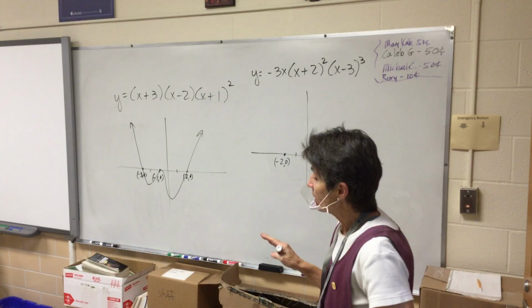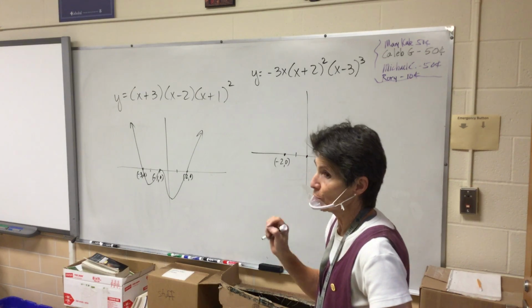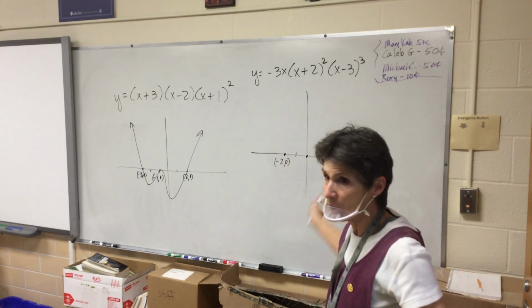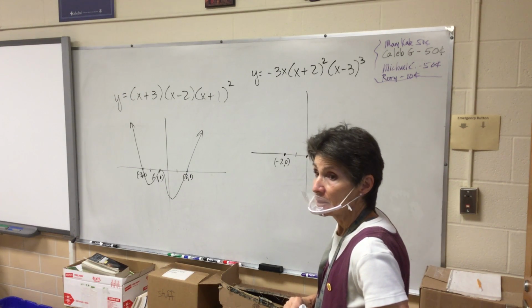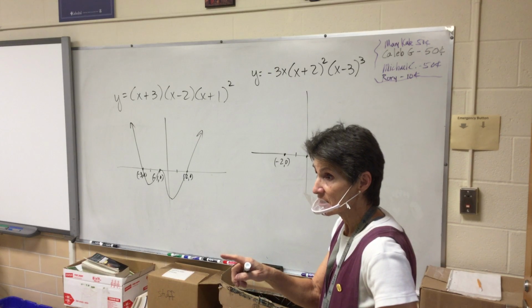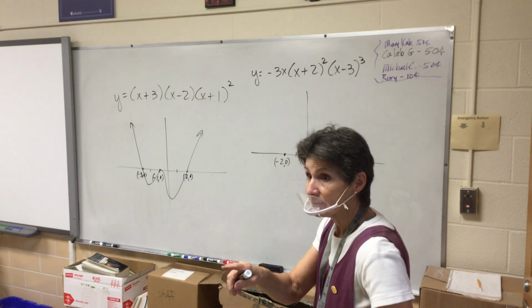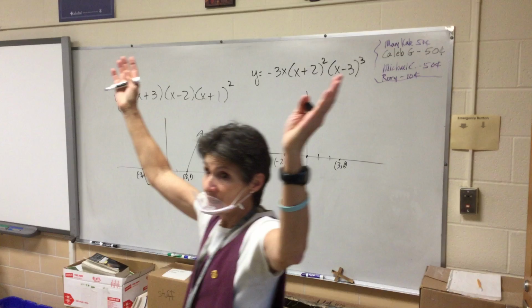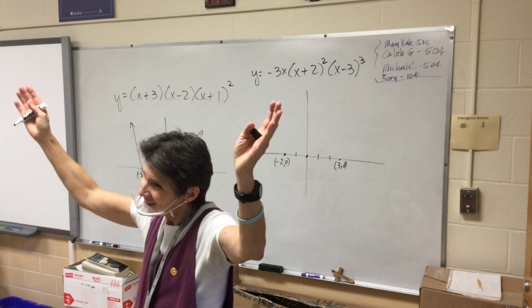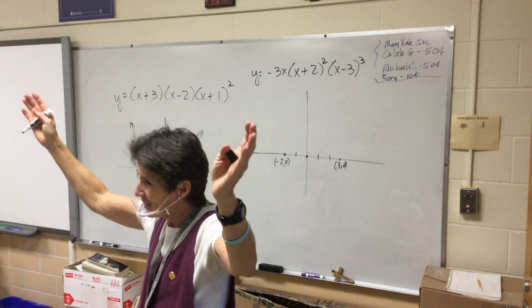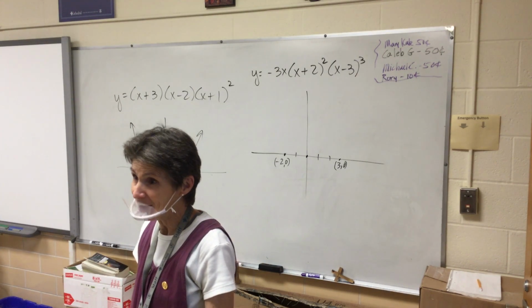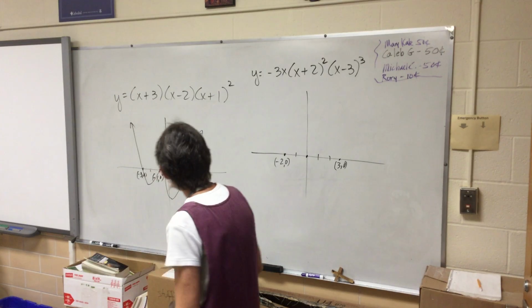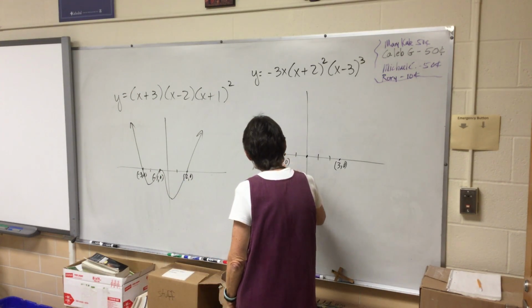If I multiplied it all out though, what power would I have? If I FOILed it all out, this would be x to the what? 6th? Now that's even, right? Even starts up and ends up unless you put a negative in front of it. That turns it upside down, so now it's going to start down and end down. So now my curve is starting down here.